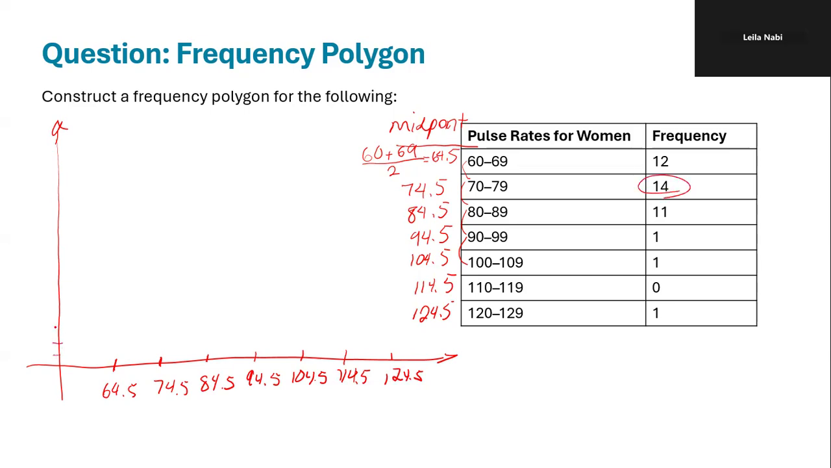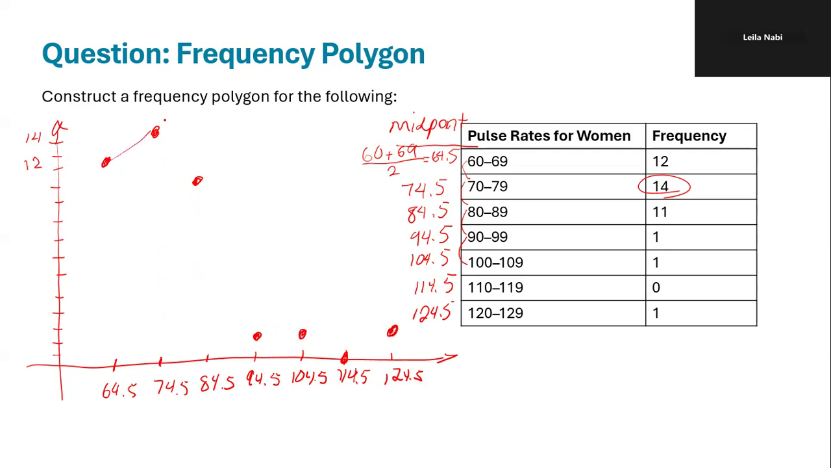So 1, 2, 3, 4, 5, 6, 7, 8, 9, 10, 11, 12, 13, 14. We find the points for the first class. The frequency is 12, so we need the point on top of that. Just plot the points. Next one is 14. Next is 11. 1, 0, oh, again 1, sorry. 0 and 1.